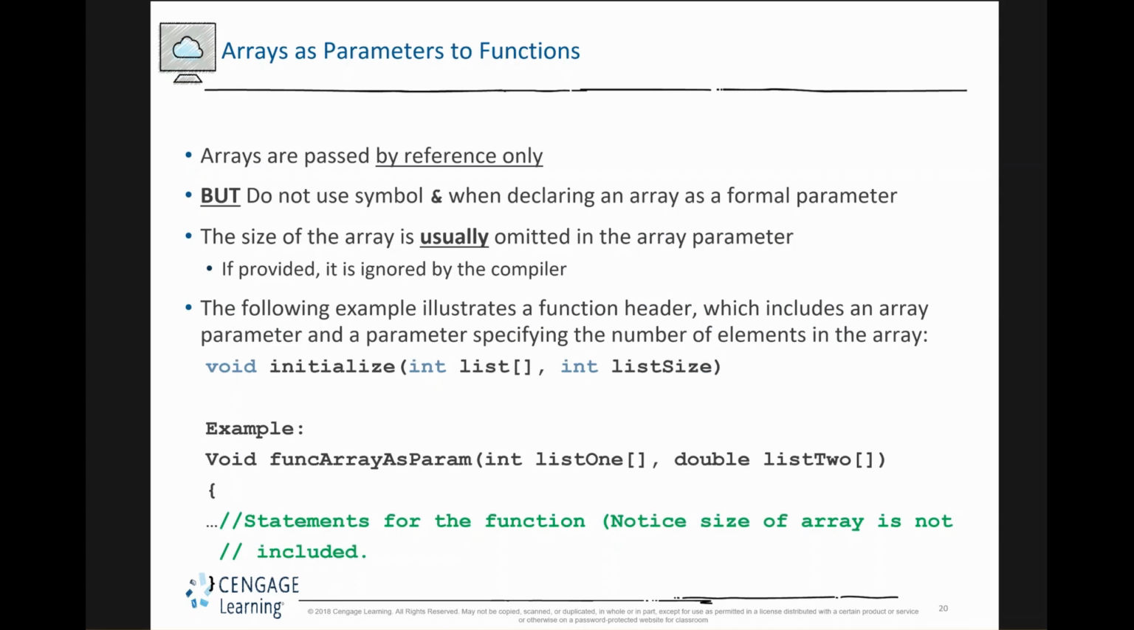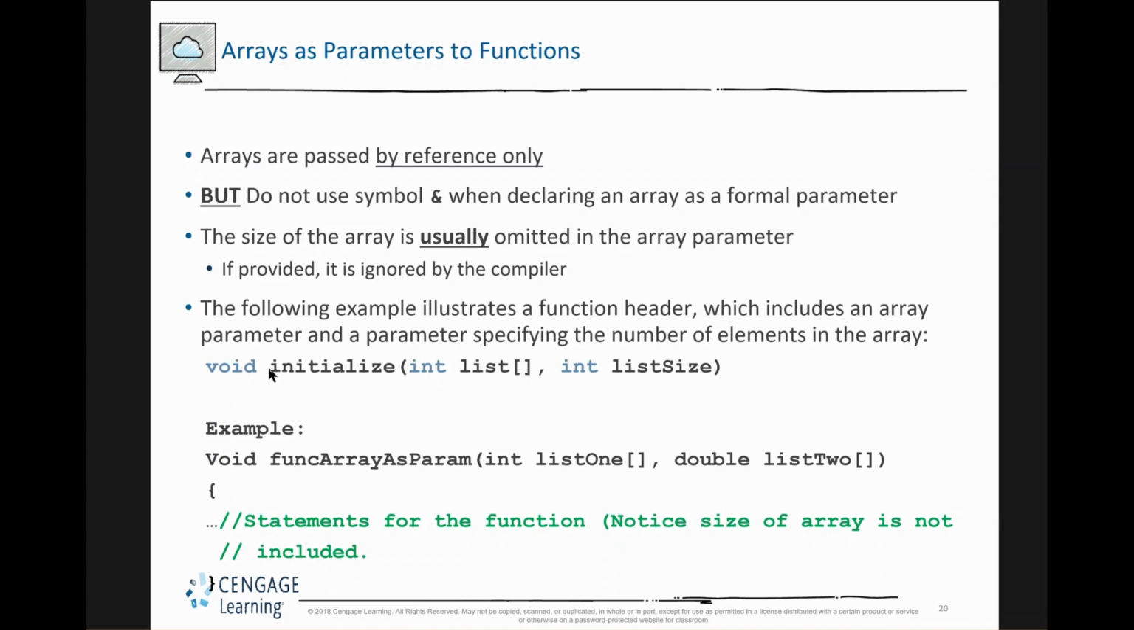Now let's talk about using functions with arrays. First of all, arrays are passed by reference only. However, you should not use the and, or the ampersand, to declare an array as a formal parameter. These are only passed by reference, so you don't have to use the ampersand. The size of the array is usually omitted in your array parameter. If it's provided, the compiler just ignores it. The following example illustrates a function header, which includes an array parameter and a parameter specifying the number of elements.